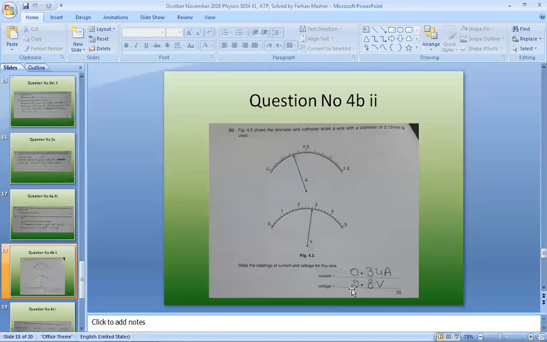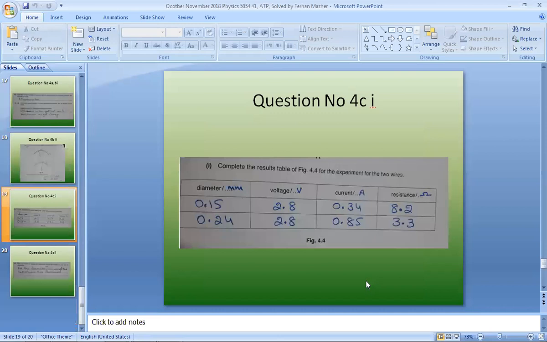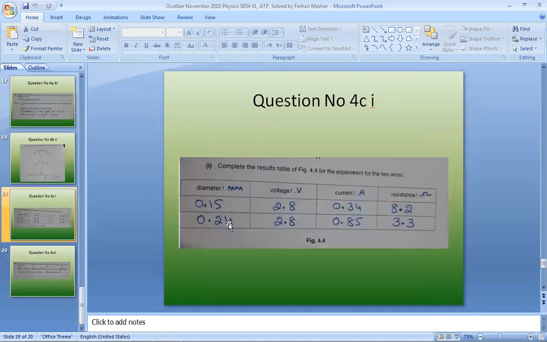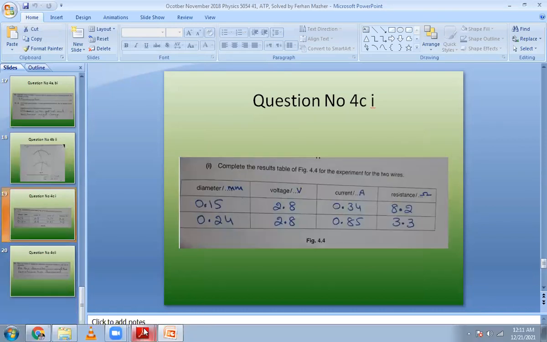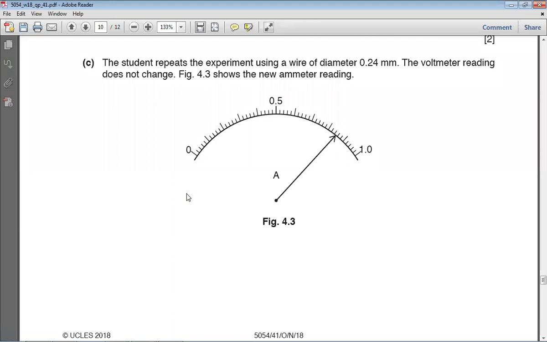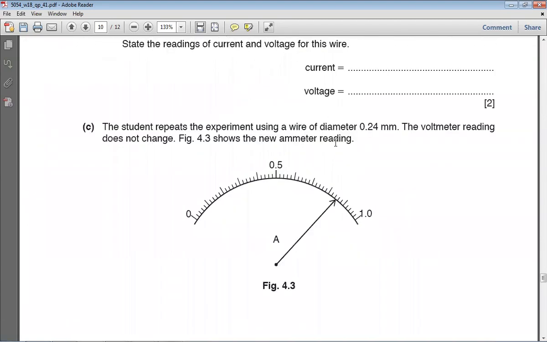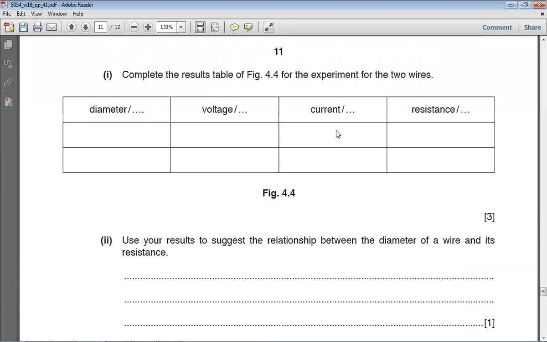So the reading is, where do we have noted down that reading? Okay. 0.6, 0.7, 0.8, and 0.85. Okay. He says, complete the results of the figure 4.4 for the experiments for the two wires.